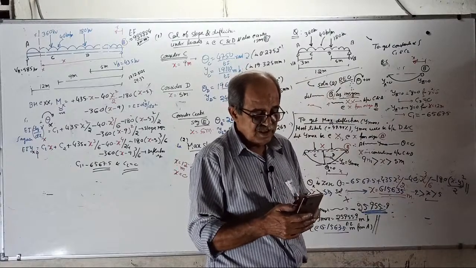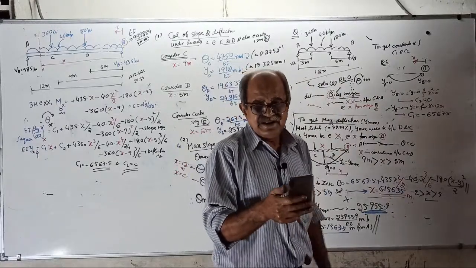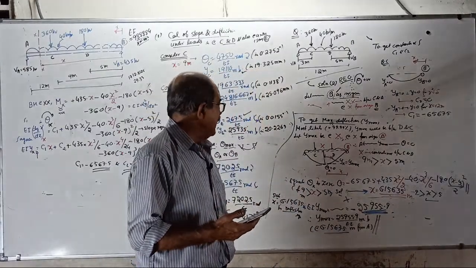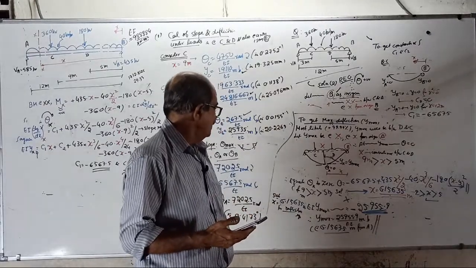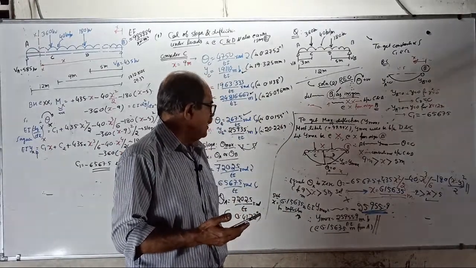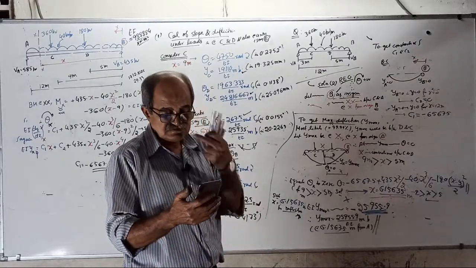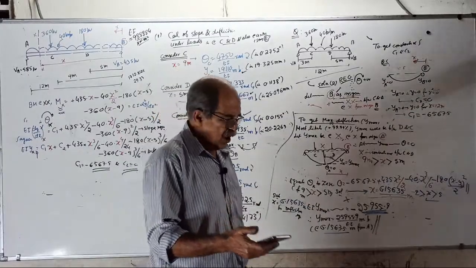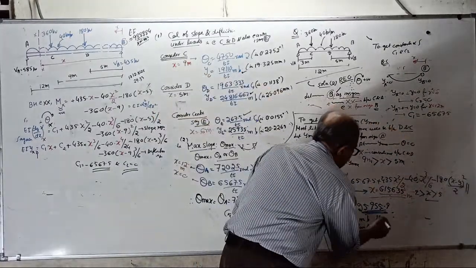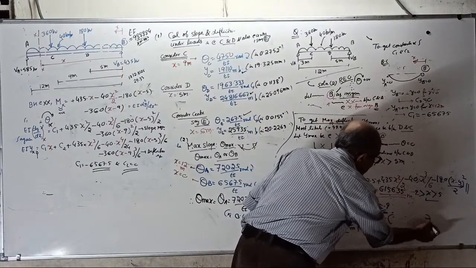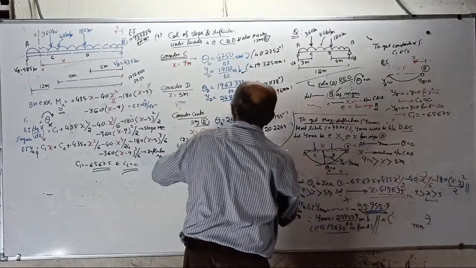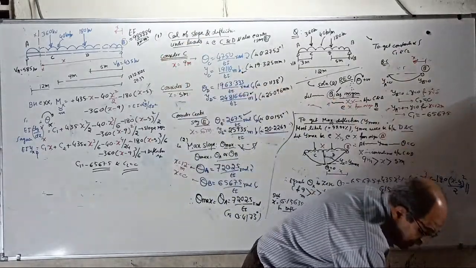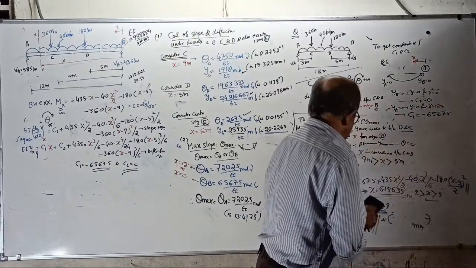Substitute the x value and see how much it comes. Fast. Minus 25955.9 by EI. Correct answer? Oh, I forgot millimeter last time. See, the center is 20.2265. Let me see how much millimeter there. How much millimeter there?